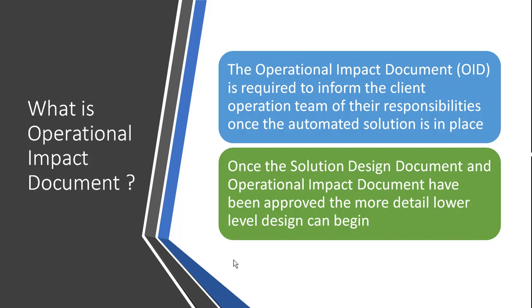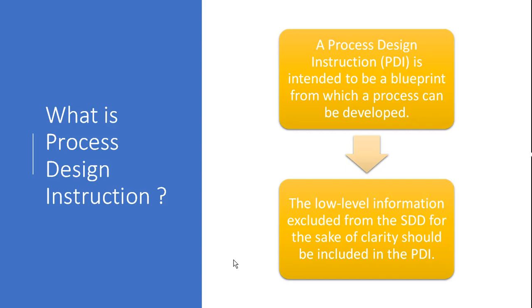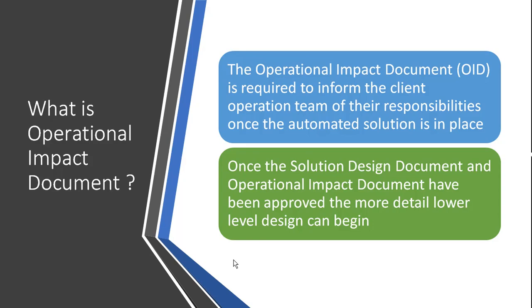This is the next level, OID. The OID is required to inform the client operation team of their responsibilities once the automated solution is in place. So who will create this OID? Once the solution design document and the operational impact document have been approved, the more detailed lower level design can begin. Sometimes the impact analysis will be done by the tech architect, or sometimes the lead of the particular process.